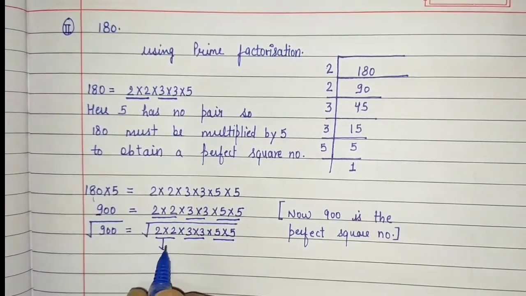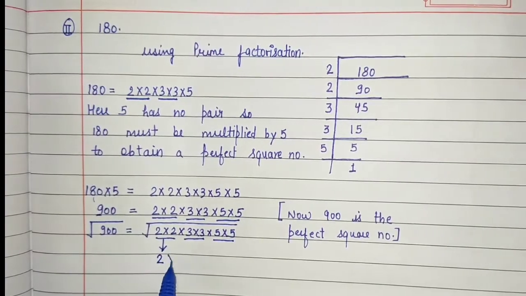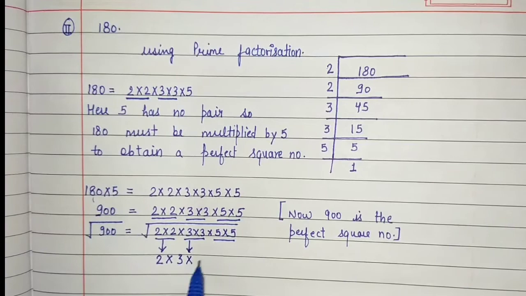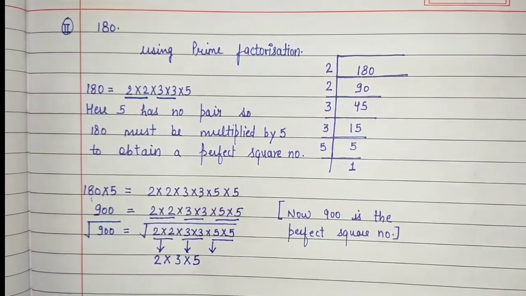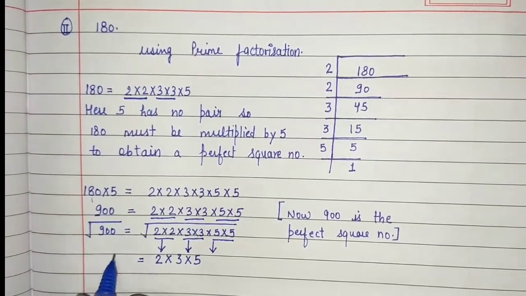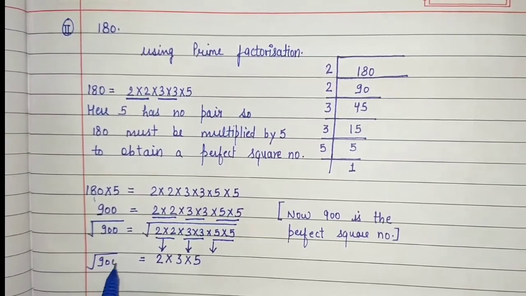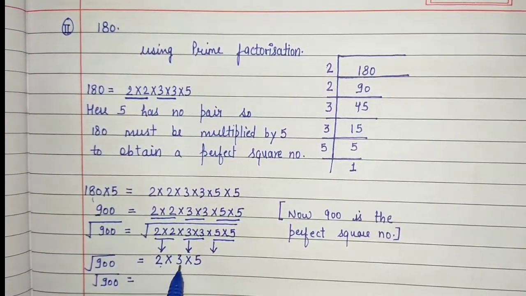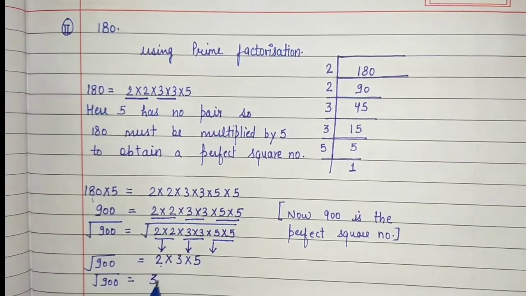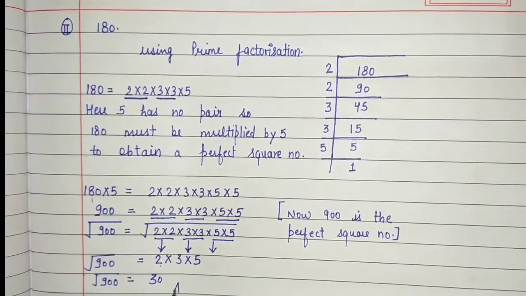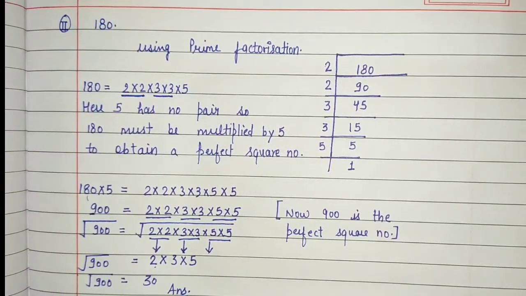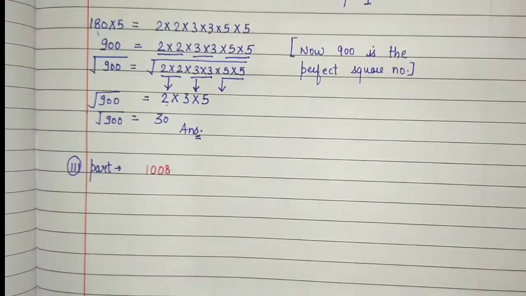After that, 2 has the pair, so one 2 goes outside to find the square root. 3 has the pair, 3 outside. 5 has the pair, 5 outside. Okay, from the root, the square root of 900 is equal to 2 threes are 6, 6 into 5 is 30. This is the answer. Easy.